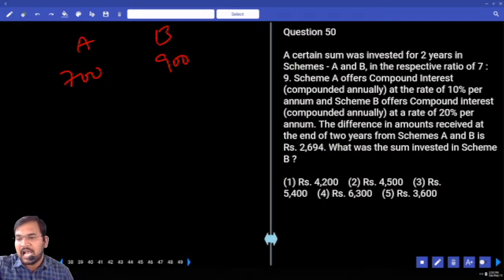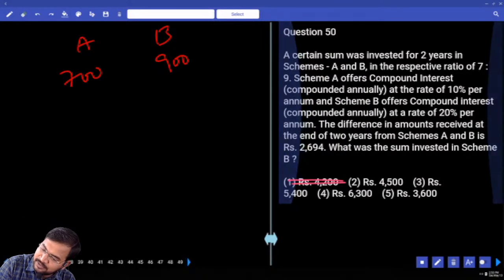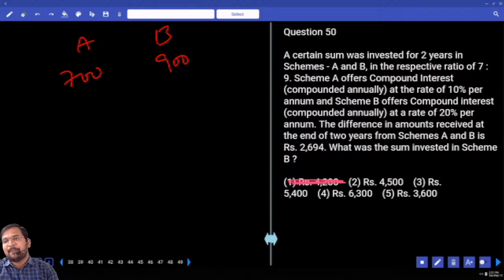Scheme B, amount invested in Scheme B. All of you clear? So once you observe, all of you, that should be a 9 multiple. But all options, apart from one option, all options are 9 multiples only.